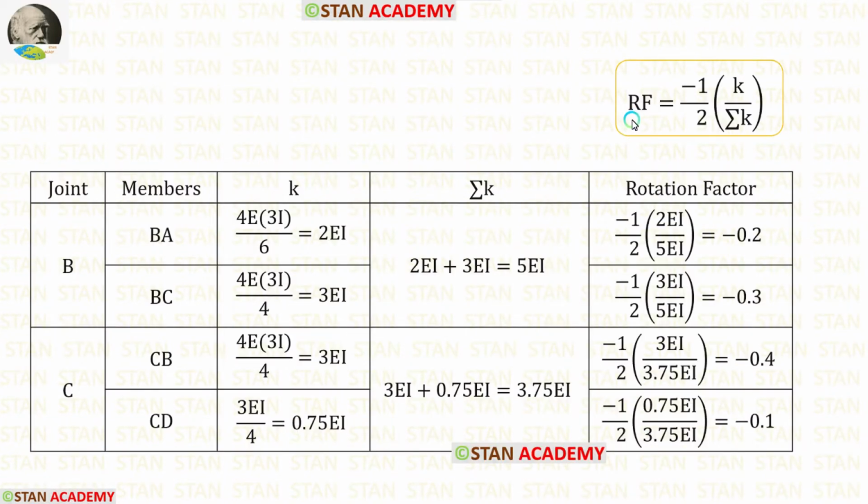Now, let us find the rotation factor. The formula is minus 1 upon 2 into K upon sigma K. We have calculated the values of K and sigma K. We can apply them in the formula and find the rotation factors.